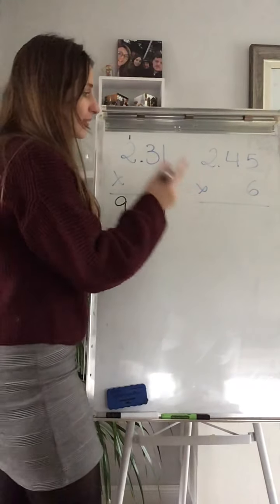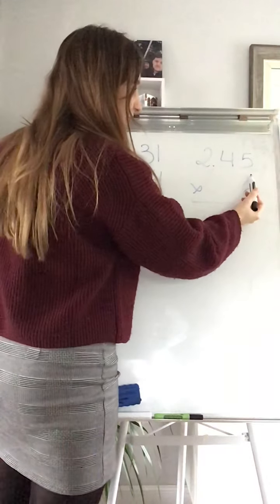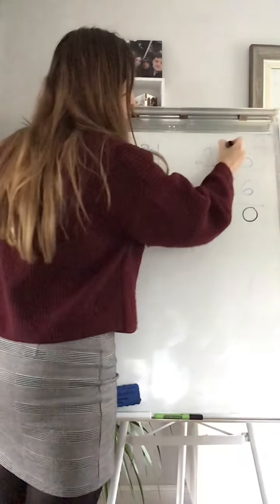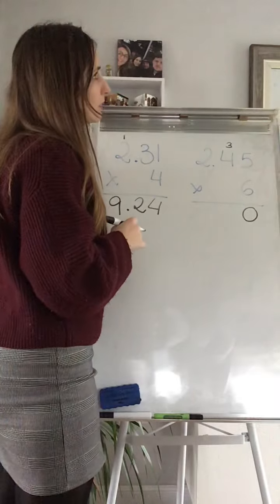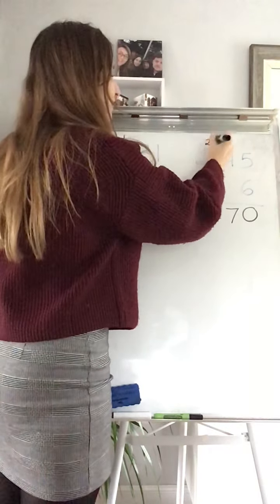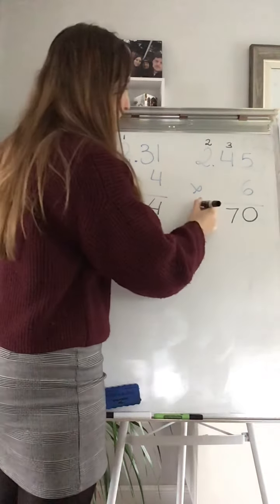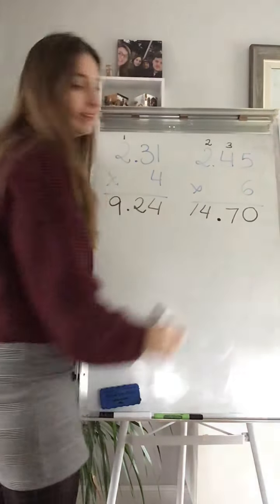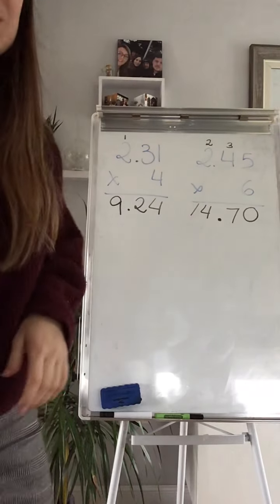Let's do this one. 6 times tables, we need to start practicing them a lot. 6 times 5 is 30. 6 times 4 is 24, add 3, 27. 6 times 2 is 12, add 2 is 14. Decimal point.